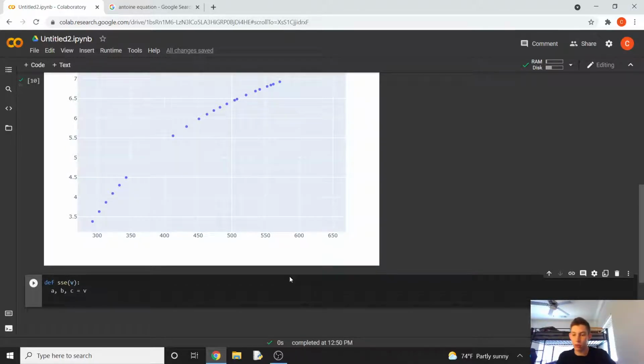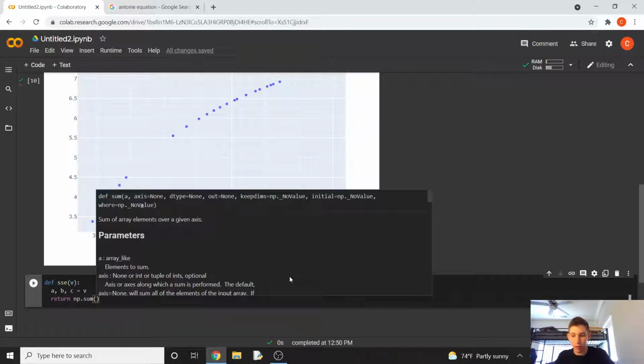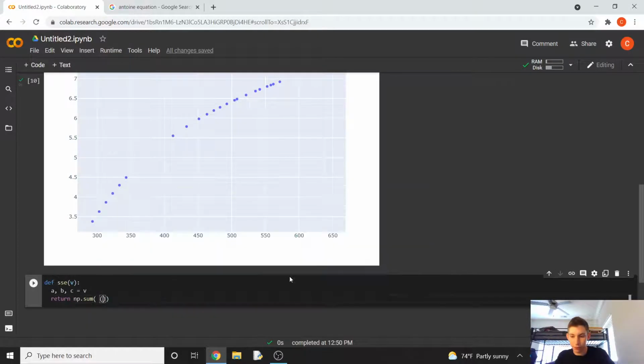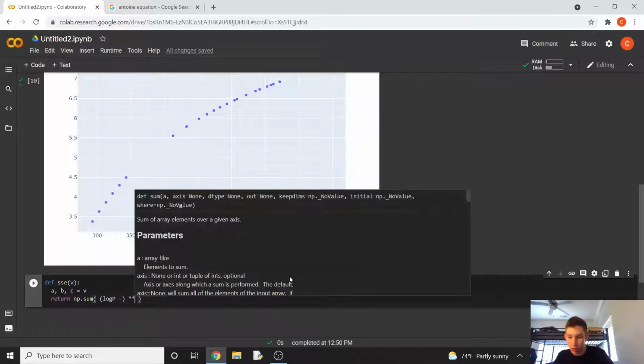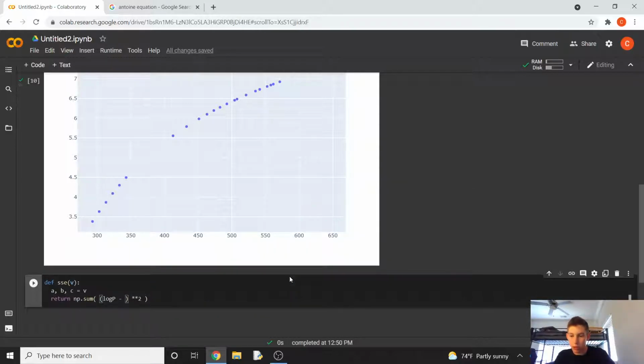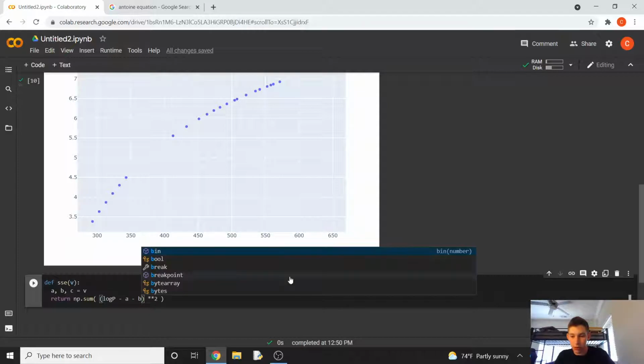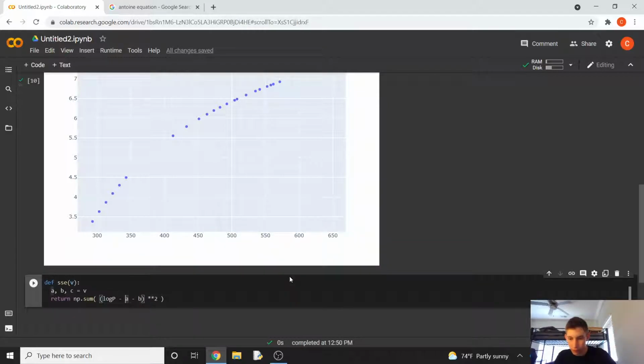So that's the 3 parameters, and then it's going to return the sum of log p minus, this will ultimately be squared on the outside here, so we're going to have a minus b, parentheses here, divided by c plus t.